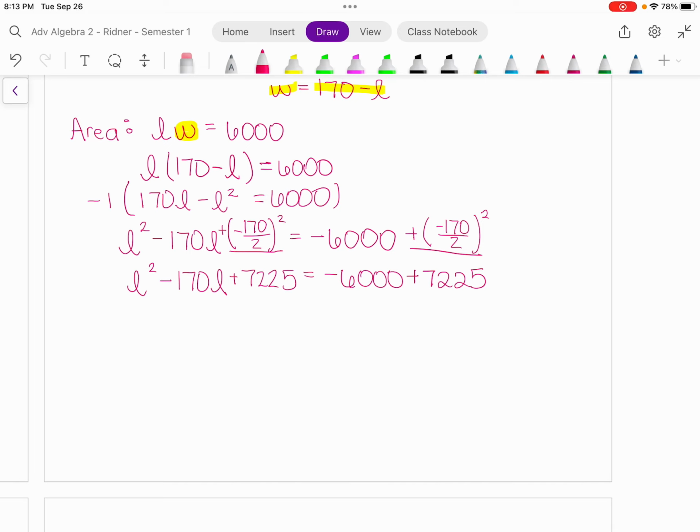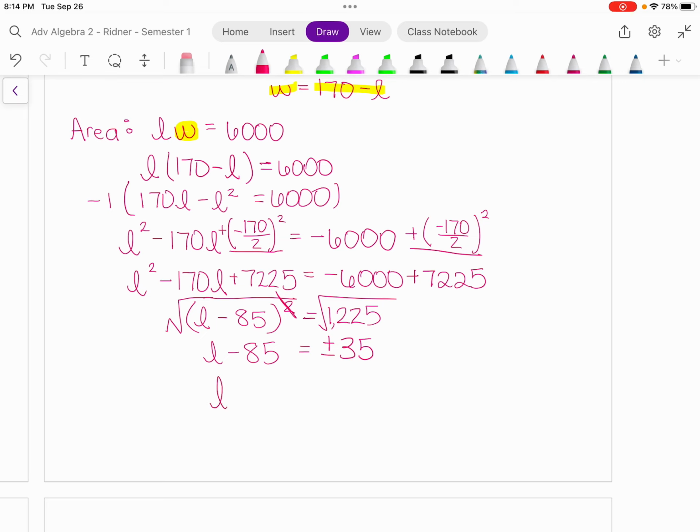So then I can factor this to be L minus, remember, I know what the second term is by taking the middle term and dividing by 2. And that's going to equal 1,225 because that is what -6,000 plus 7,225 is. I'm going to take the square root of both sides so that these cancel. But that also leaves me with positive or negative 35. So 1,225 is a perfect square. I didn't have that one memorized. You probably don't have that memorized. So type that in your calculator to figure that out.